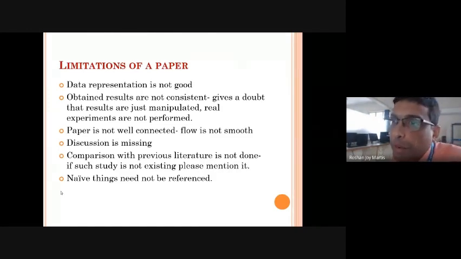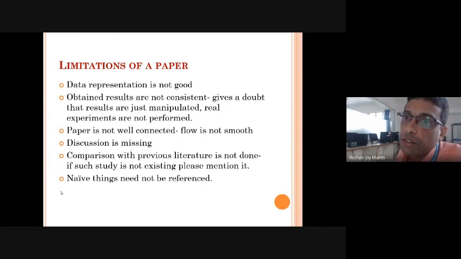Some part of the paper is well connected, good flow, sentences are good. But one or two paragraphs are not well written. So this gives a doubt to the reviewer that only those well written paragraphs are copied, and the not so well written paragraphs are written by the author. This is very serious. In some papers, discussion is missing.